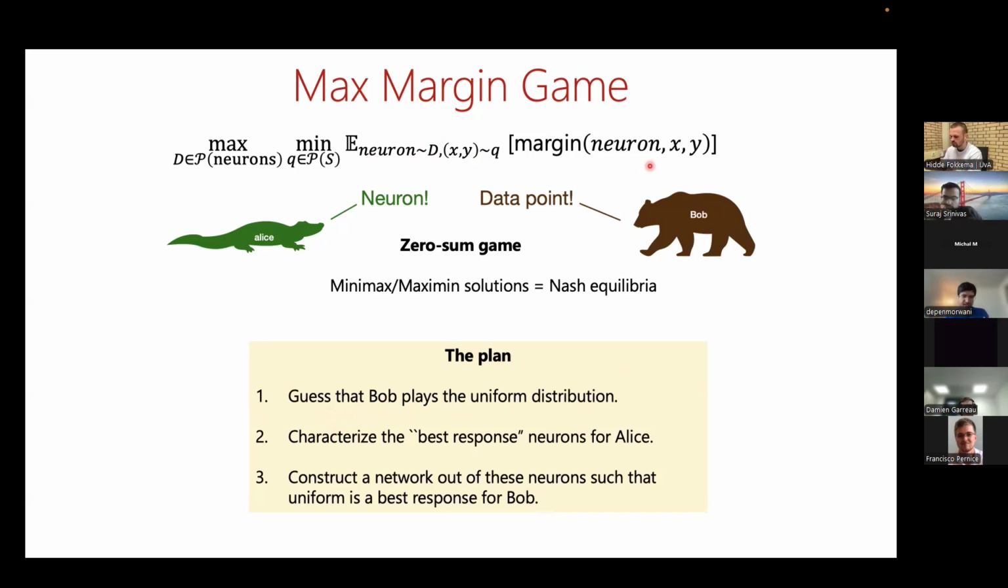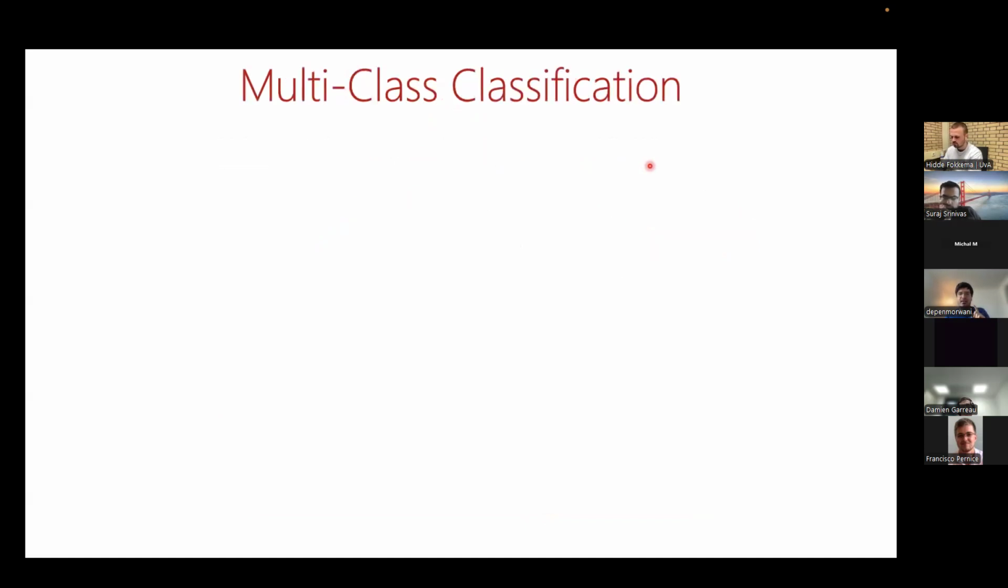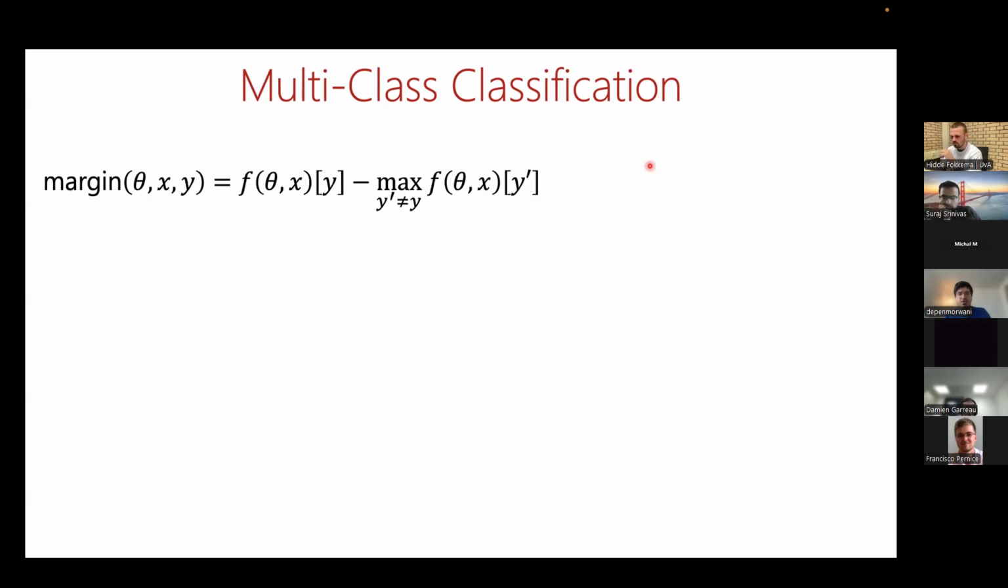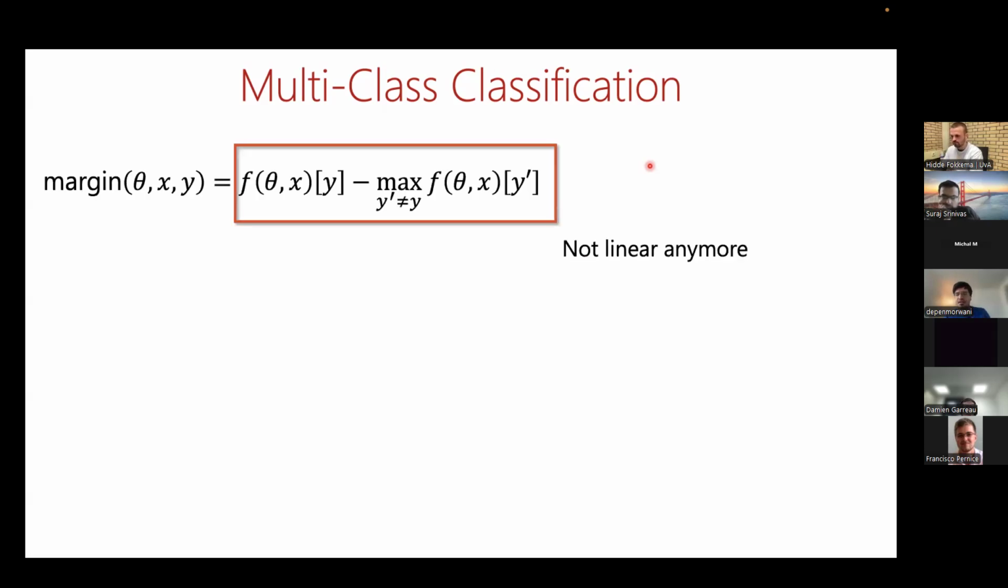That's the basic game. But in this entire thing, I skipped one thing. I used binary classification while we actually want to do multi-class classification. Why did I do this? Because multi-class classification margin is not linear anymore. So this basically breaks down the whole proof. We can't use this technique of changing this to an expectation over neurons and all these things, because margin is not linear anymore.